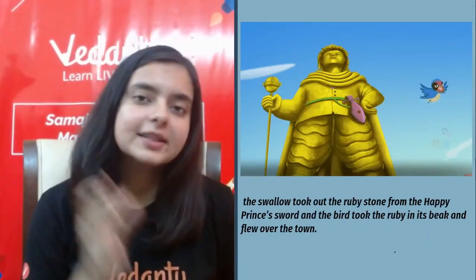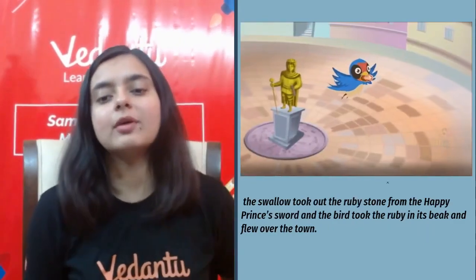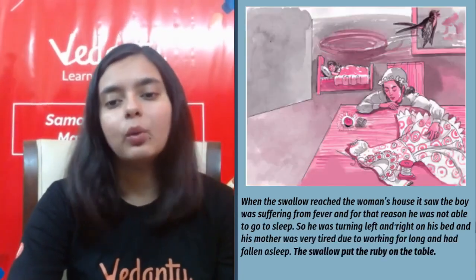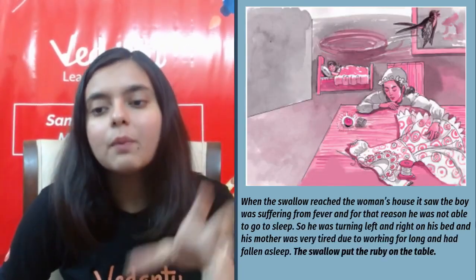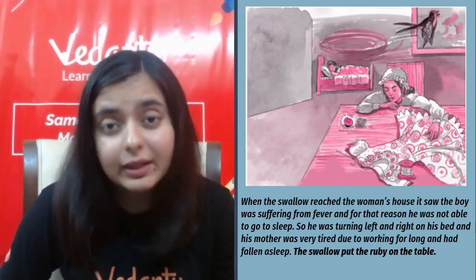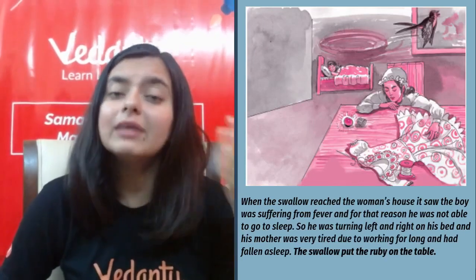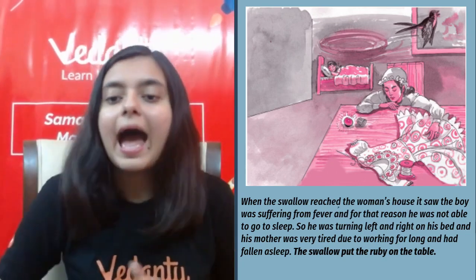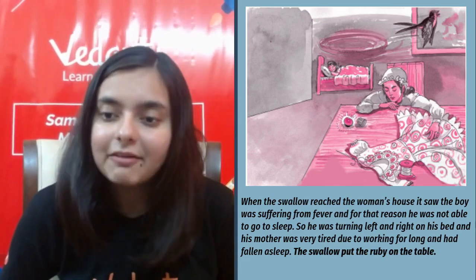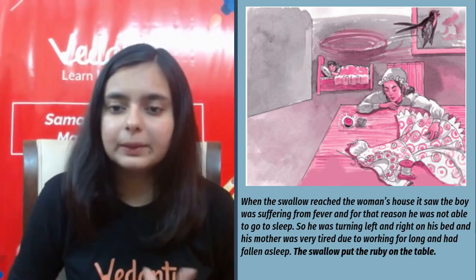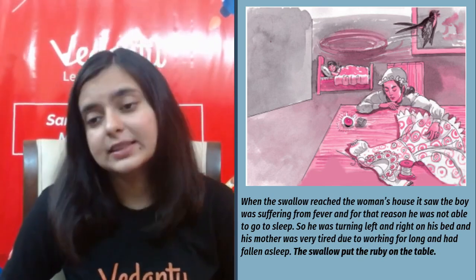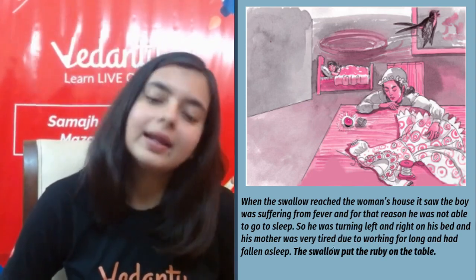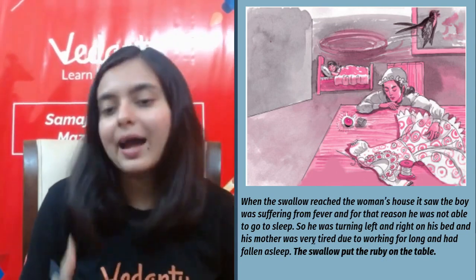The swallow, as instructed, took the ruby stone from the happy prince's sword, and then he flew over the town. And when he reached the woman's house, he saw the boy who was suffering from fever. For that reason, he was not even able to sleep. So he was hot with fever, not able to sleep, and he was turning left and right on his bed. So he was very uncomfortable. And his mother was very exhausted, okay, because of the long duration of her work. And she had fallen asleep. And the poor child was very uncomfortable.